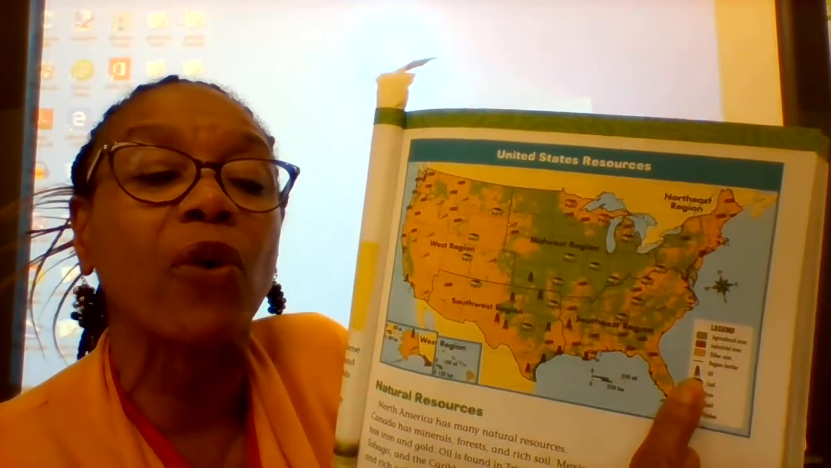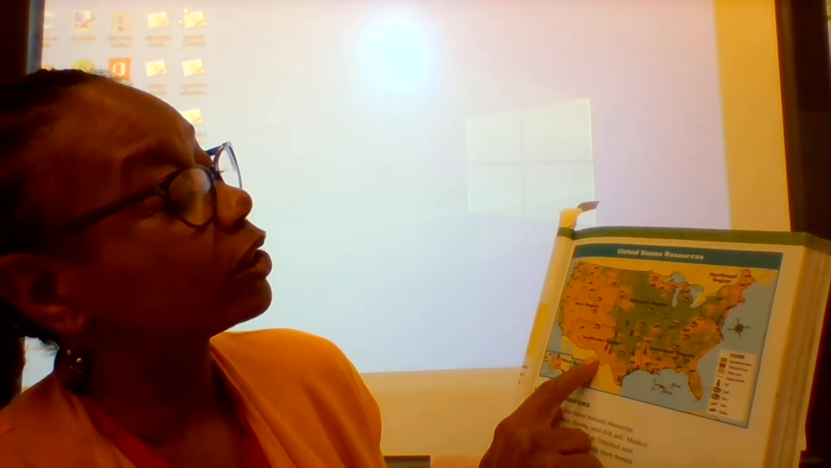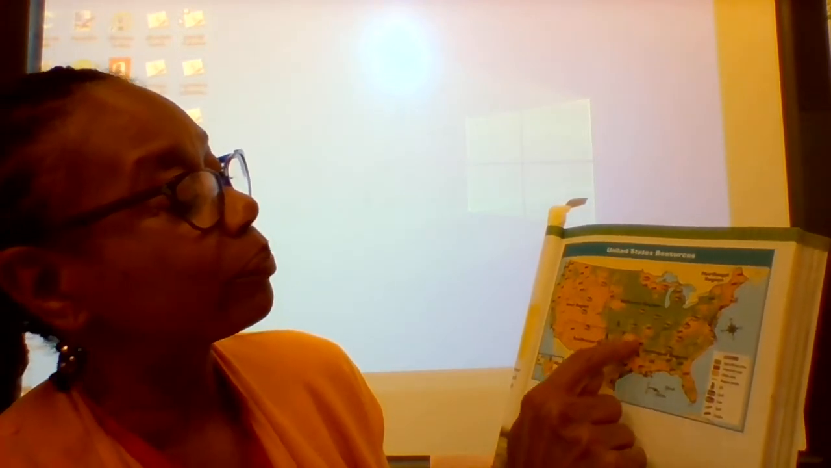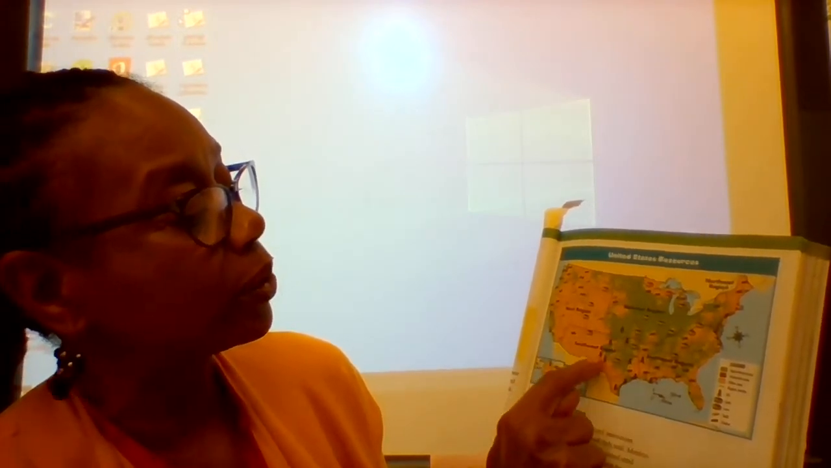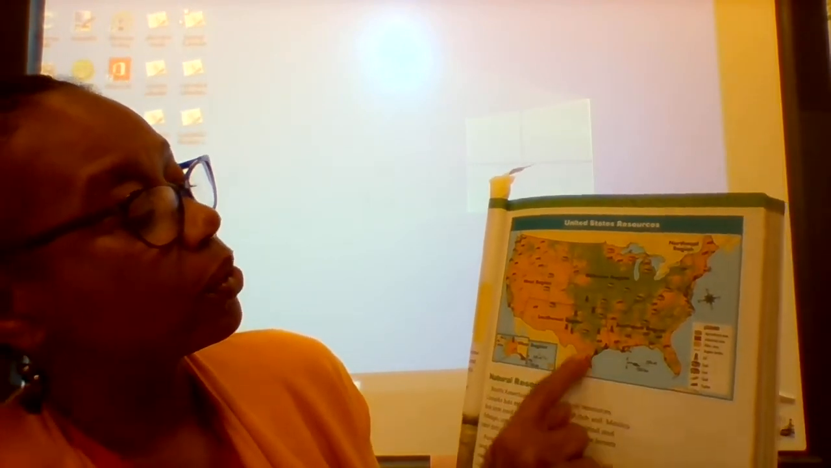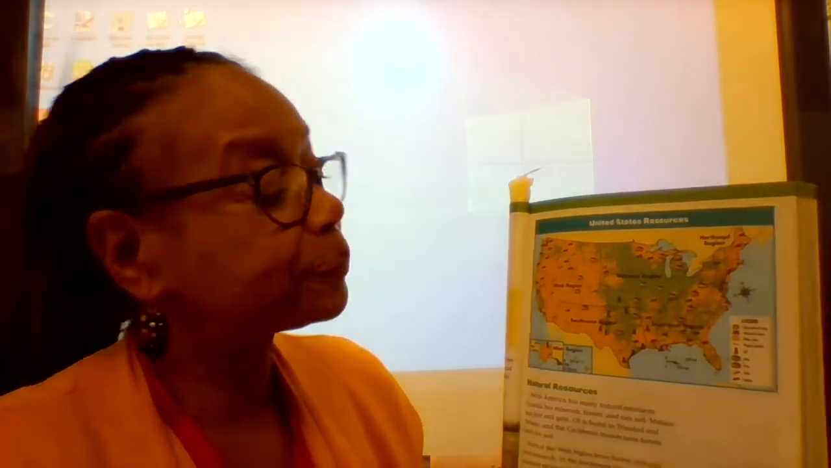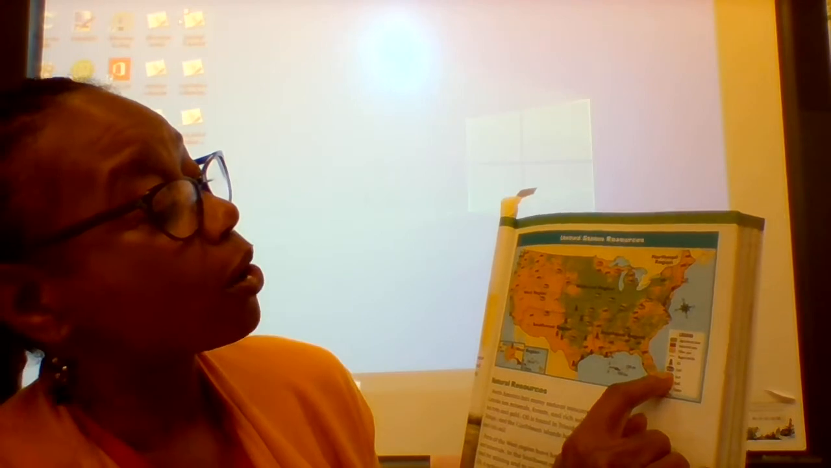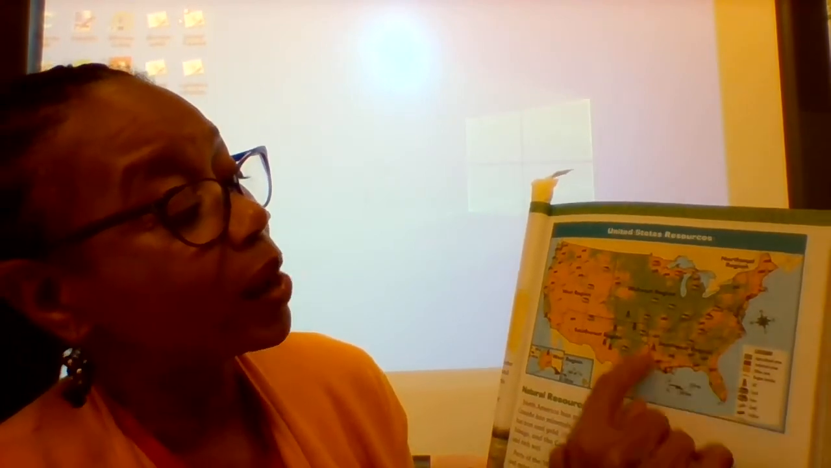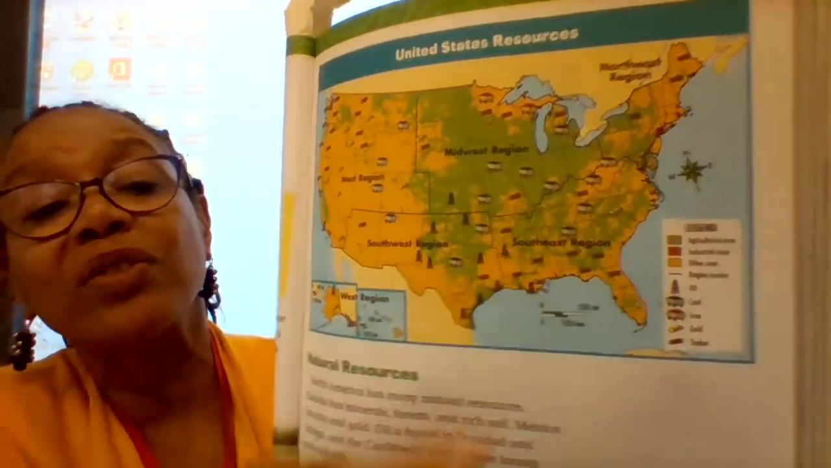This is the symbol for oil. So where can we find oil? If we look on our map, we can find oil in the lower Midwest region. Here's oil, oil, oil, oil, oil, close to the Gulf of Mexico, close to Texas, and a little bit in the Southwest. When we go look for coal, we find coal in this area, the Midwest and Southeast region. You can see the coal in those areas.